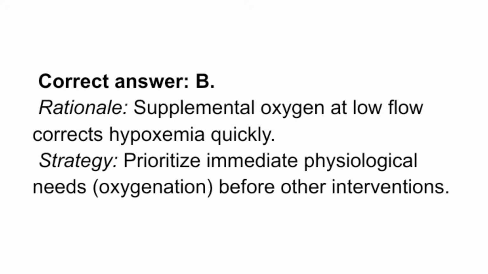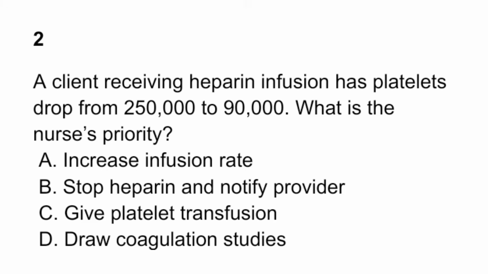Rationale: supplemental oxygen at low flow corrects hypoxemia quickly. Strategy: prioritize immediate physiological needs, oxygenation, before other interventions. 2. A client receiving heparin infusion has platelets drop from 250,000 to 90,000. What is the nurse's priority?